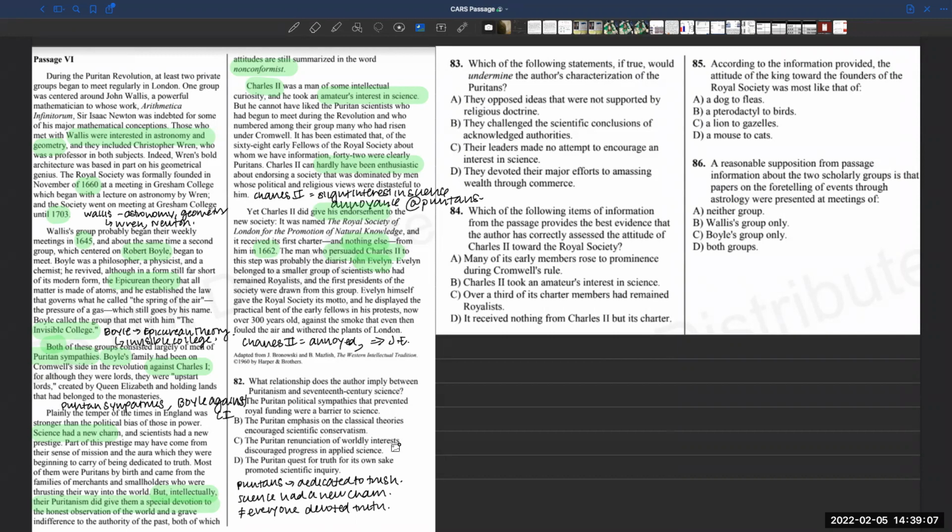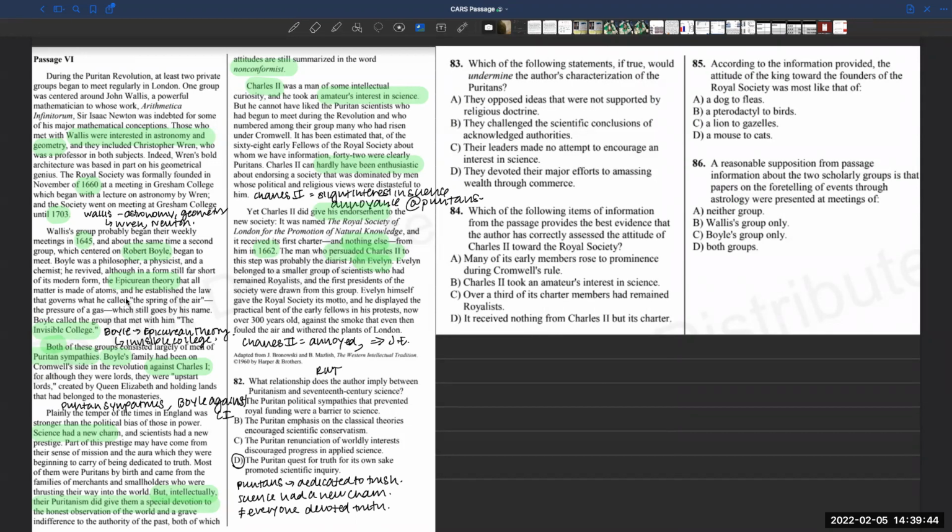How about D? The Puritan quest for truth, for its own sake, promoted scientific inquiry. Can we say that these two groups were dedicated to the truth, which is why one of them was interested in astronomy and geometry, the other one, the Epicurean theory, that they promoted scientific inquiry? We can absolutely say the answer here is D, and every single person got this one right. So awesome. And this one, I would argue, is reasoning within the text, or really comprehension. So nice work there. All right, 83.